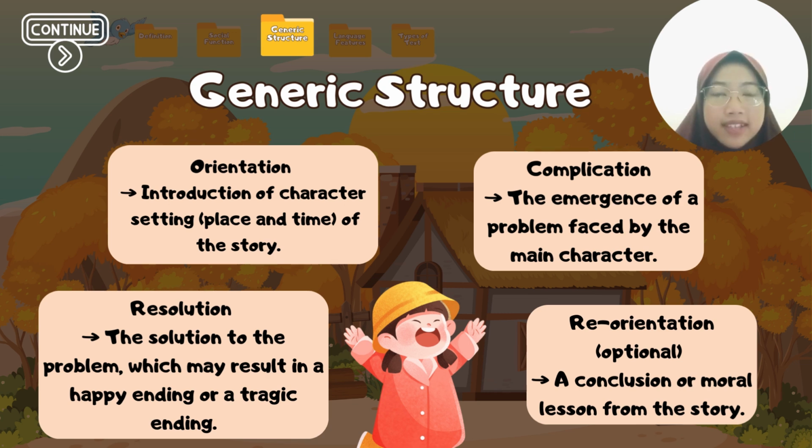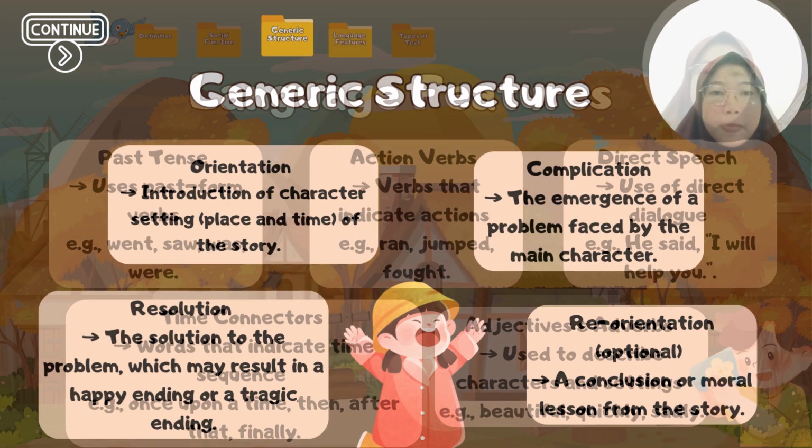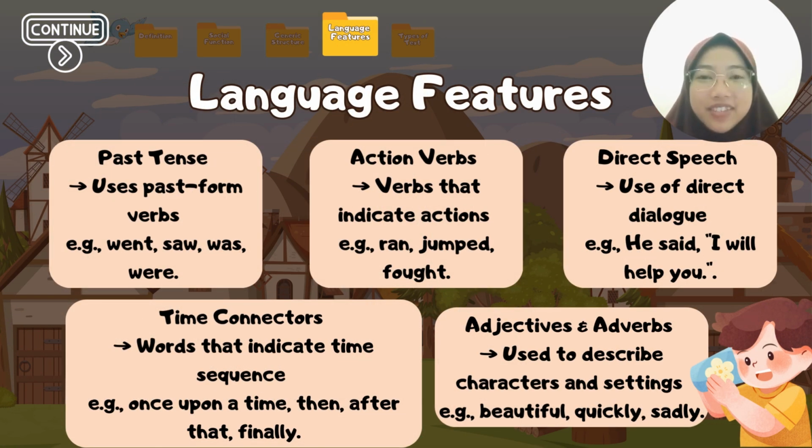face conflicts, and then it will move to the resolution, where the characters start to solve their problem and eventually face a happy ending or sad ending or even an open ending. And then the reorientation normally consists of moral values, life lessons, the conclusion of the story, or even the opinion of the writer. We're going to talk about the language features of narrative text.